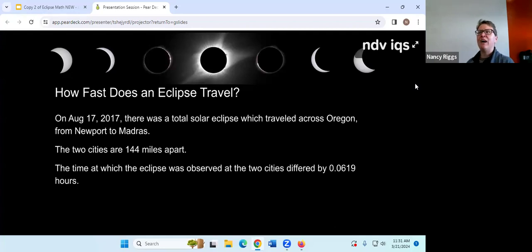Basically, I found data where each town computed at what time the eclipse started in that town, and then you just subtract those. The time difference at which it was observed was about 0.0619 hours. So not a whole lot of time difference there.